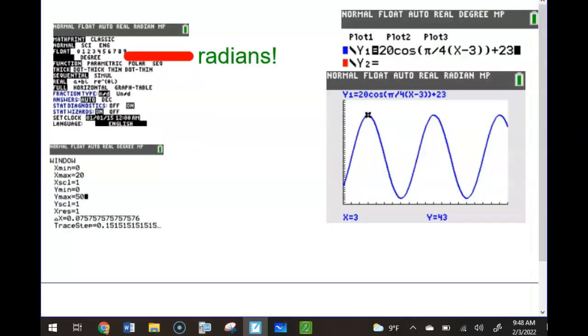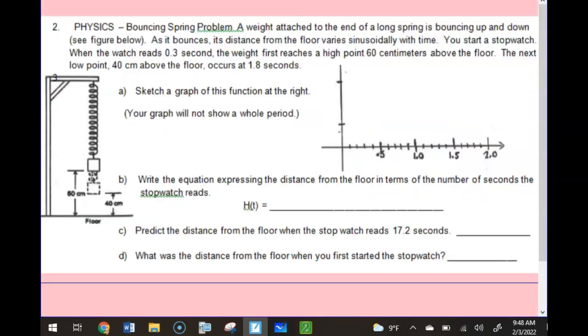Was tricky, but let's try another one. All right, this is a different kind of story. It says a weight is attached to the end of a long spring and it's bouncing up and down, up and down, up and down, up and down, okay? I don't know if you've had physics, but if we ignore friction, it would continue to bounce, right? What's the law of motion? Motion stays in motion. Yeah.